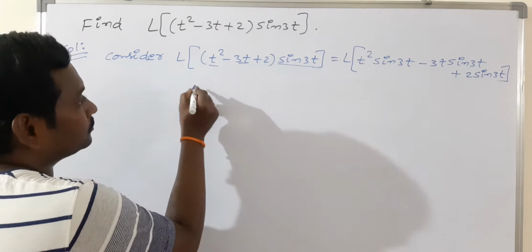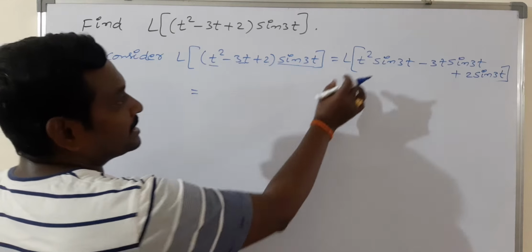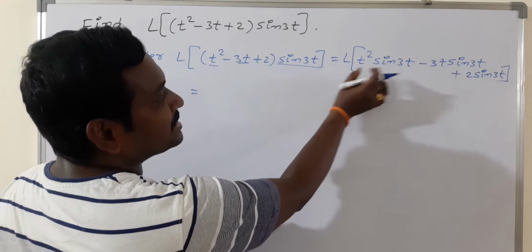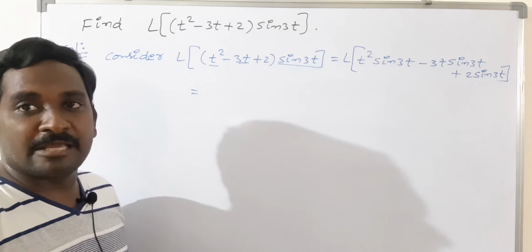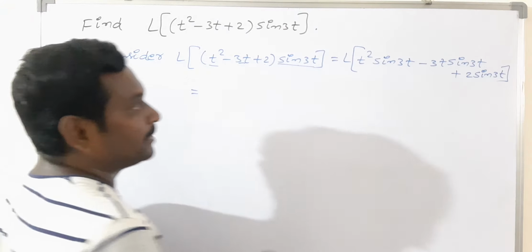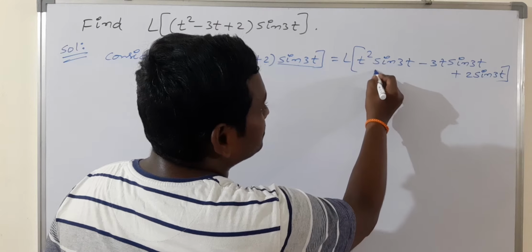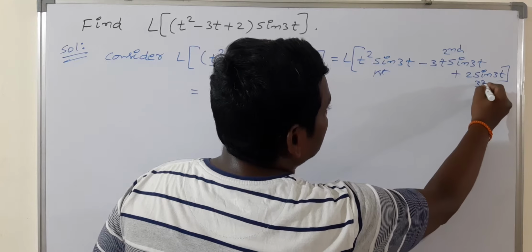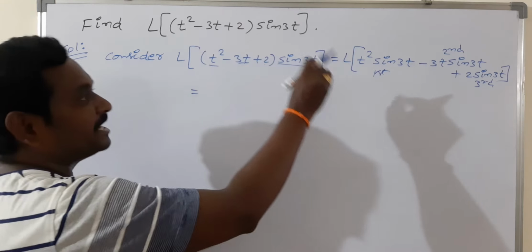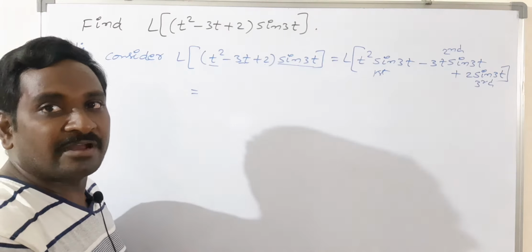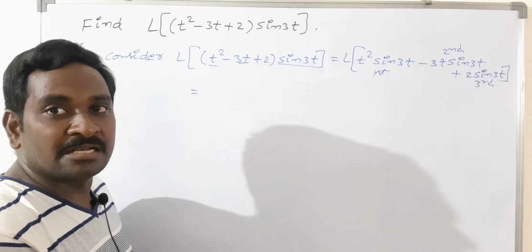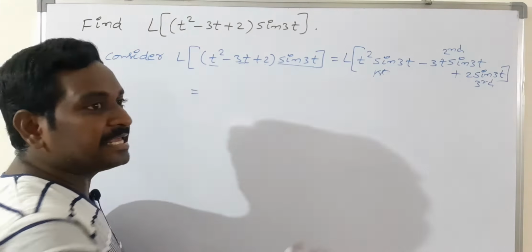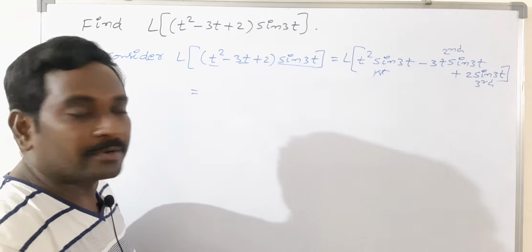Okay. Now, by using linear property, split the terms, because there are three terms. This is the first term and this is the second term and this is the third term. Whenever terms are in addition or subtraction, inside the Laplace we can easily separate them by using linear property.